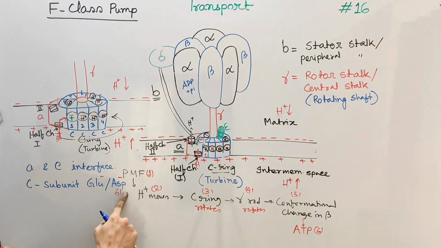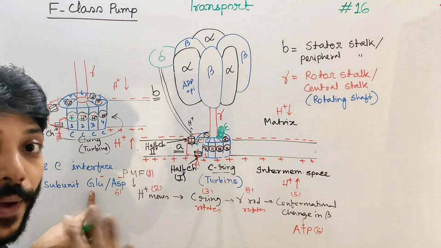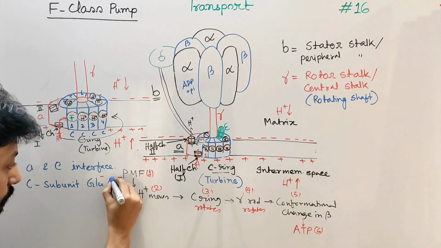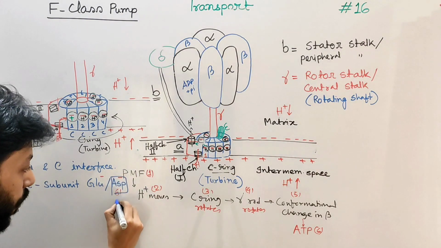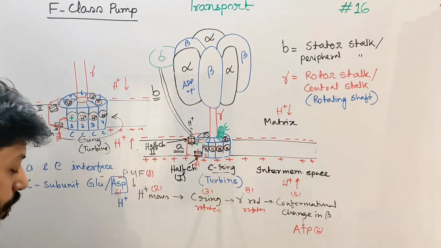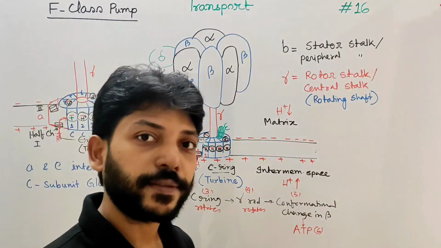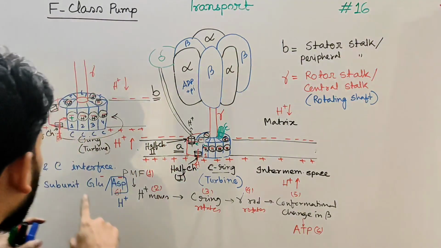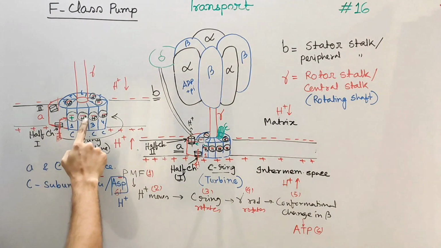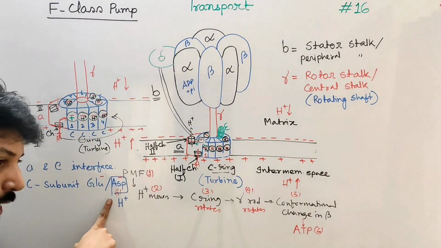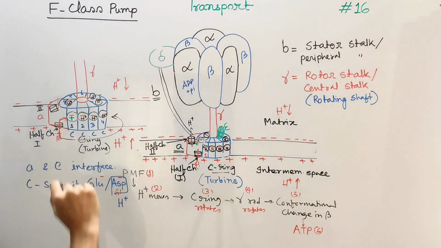This aspartic acid or glutamic acid present in the bacterial F-class pump can actually arrange for the protons to come inside of this subunit. So every C subunit contains this aspartic acid, or aspartate, here.